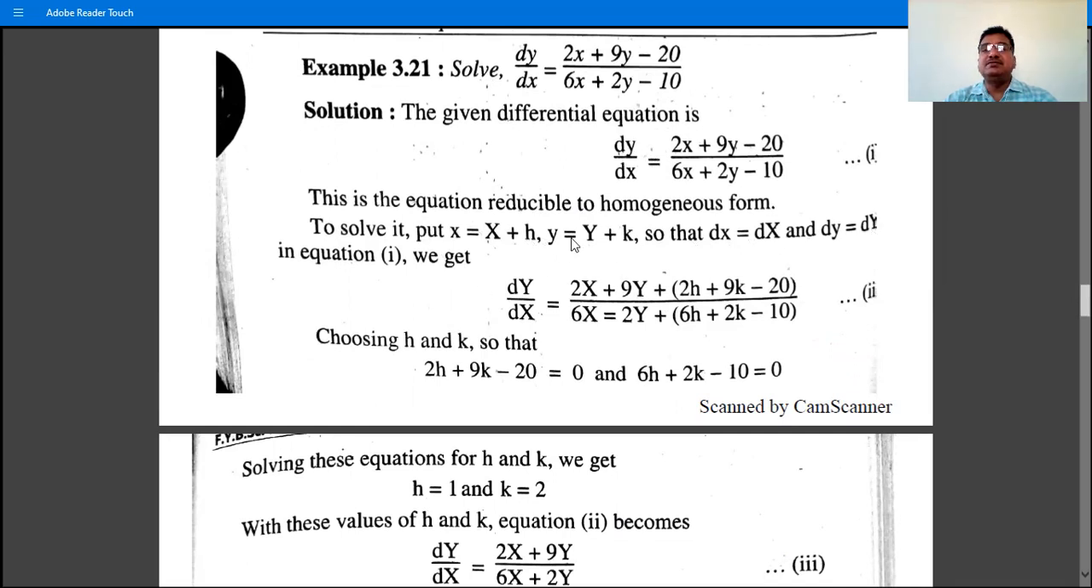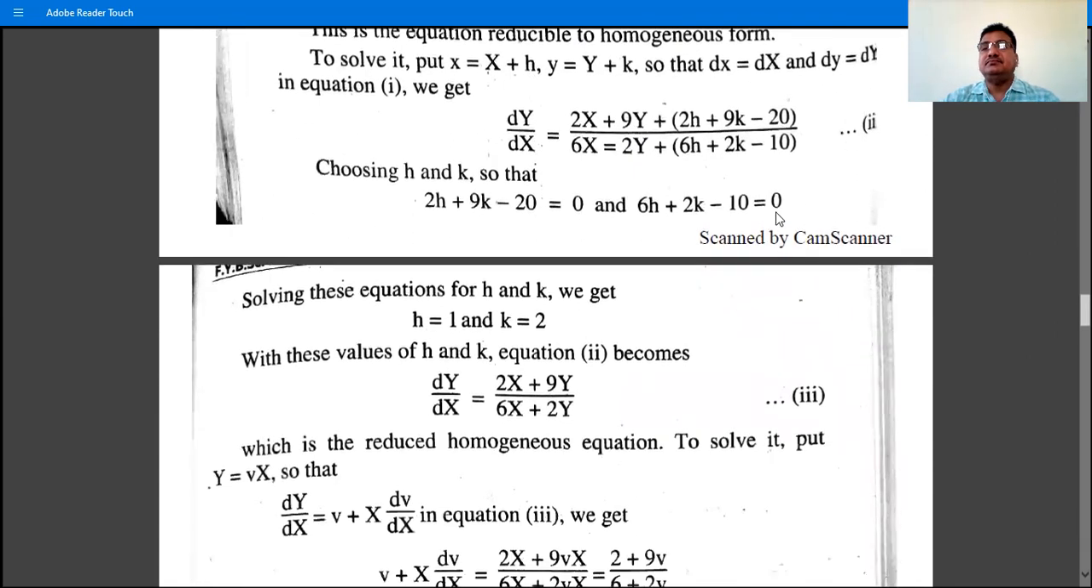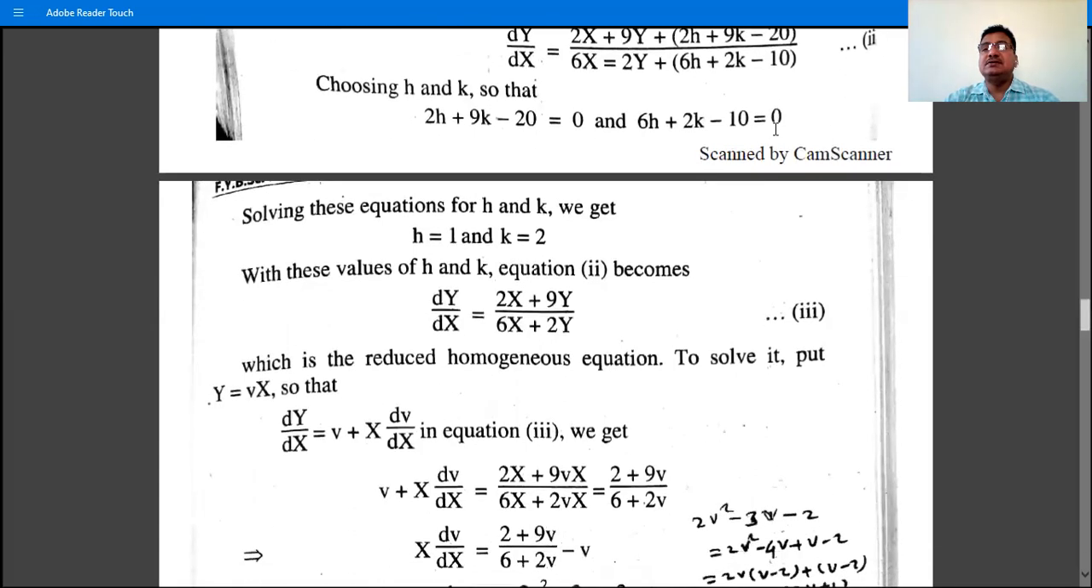So equation 1 becomes dY by dX is equal to 2, substitute x as X plus h, y as Y plus k, and after simplification we have this. So we have 6X plus 2Y plus 6h plus 2k minus 10, and here we have 2X plus 9Y plus 2h plus 9k minus 20. Then we choose h and k such that these brackets are equal to 0. 2h plus 9k minus 20 is equal to 0, and 6h plus 2k minus 10 is equal to 0.